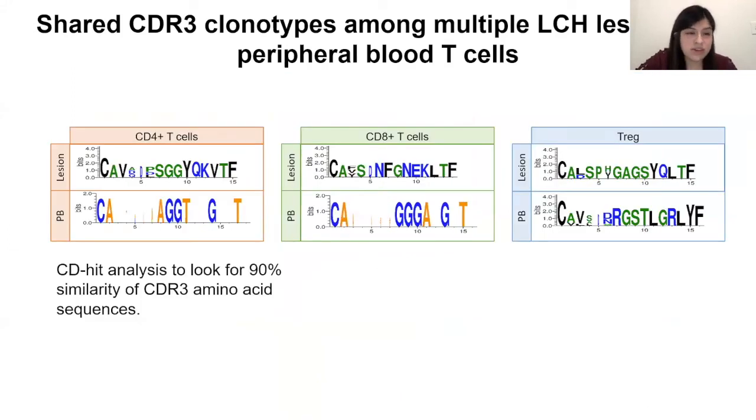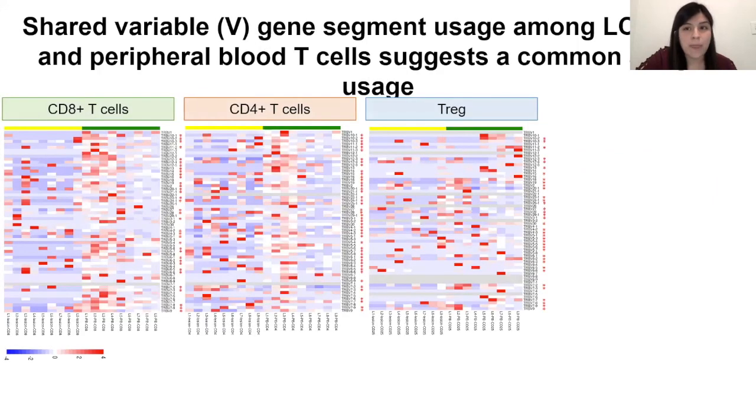So since we observed shared CDR3 sequences among selected patients, we performed conserved amino acid motif analysis to identify sequences with 90% similarity among all the patients. The top conserved motifs that we found for each T cell subset and sample type are represented by these sequence logos. They suggest that similar or same epitopes are observed among LCH patients, leading to the possibility of a common antigen. Next slide, please.